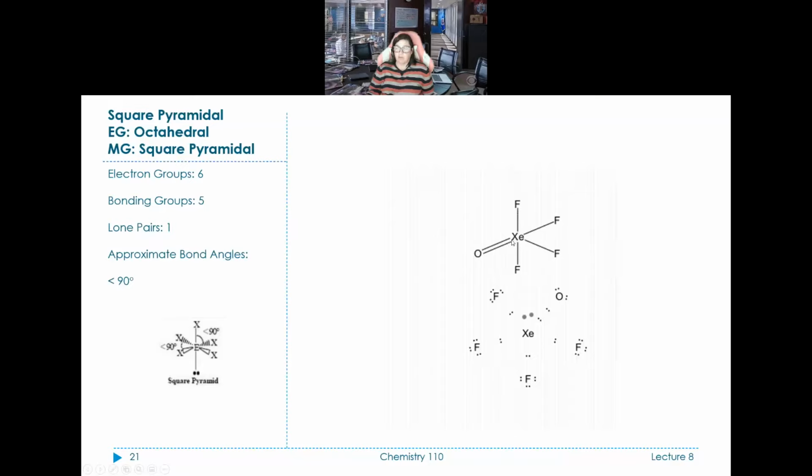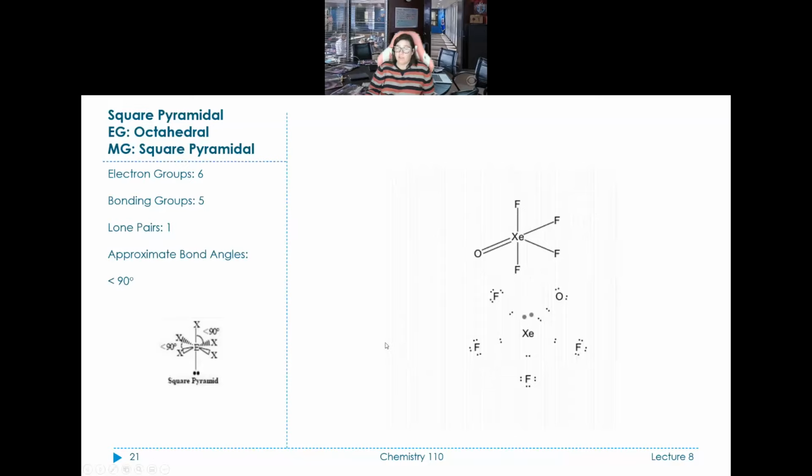Remember, this multiple bond, the double bond, is considered as just one electron pair that we need to deal with. It's not really exactly true, but it's a very good approximation. Each of these bonds is slightly less than 90 degrees, because of the presence of the lone pair. All right, so that's what we're talking about for that one.